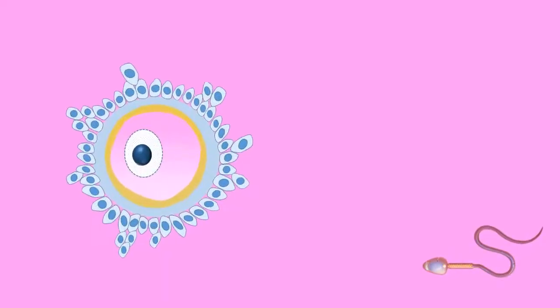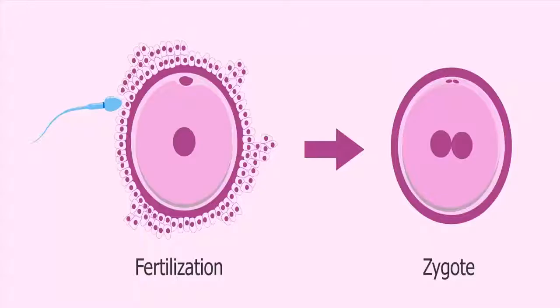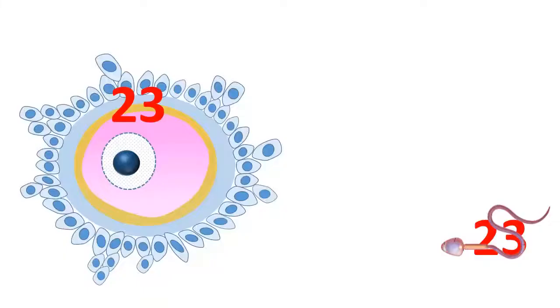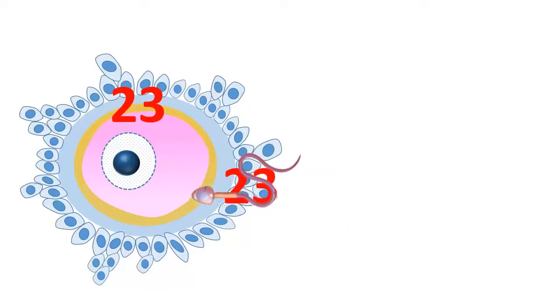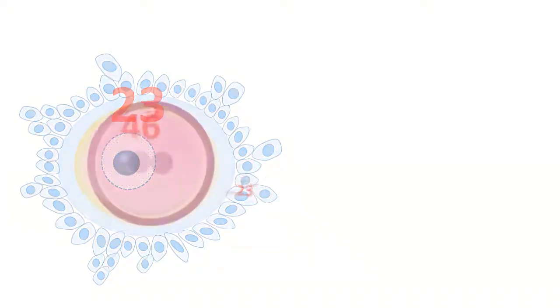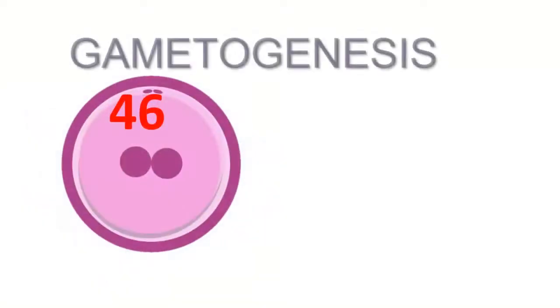The human sperm and ovum, each with only a haploid set, that is 23 chromosomes, will get fertilized and form a diploid zygote with 46 chromosomes. This is the significance of gametogenesis.